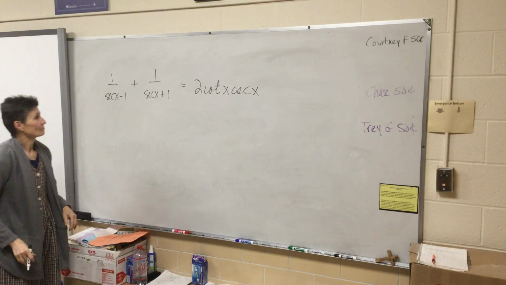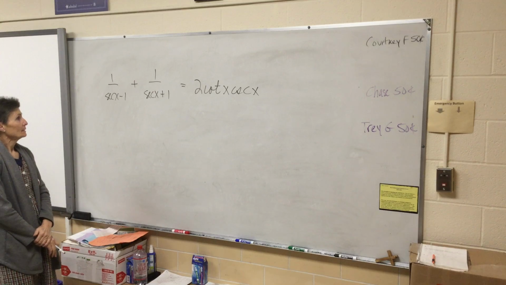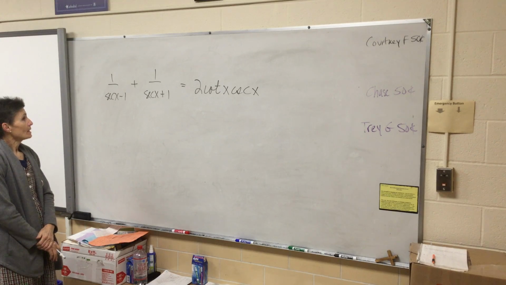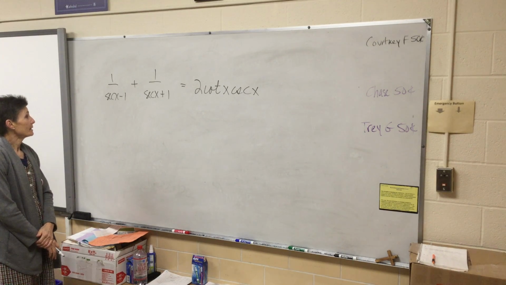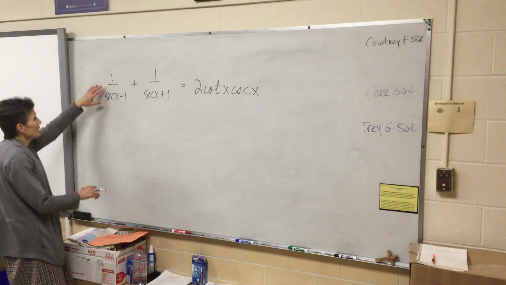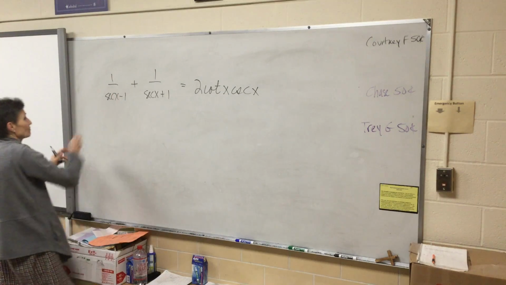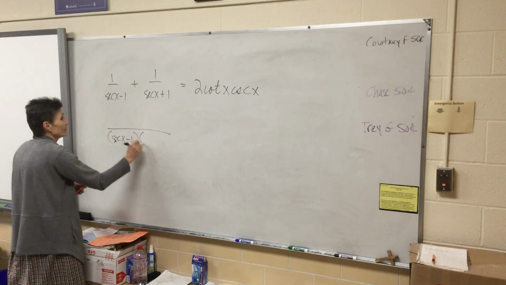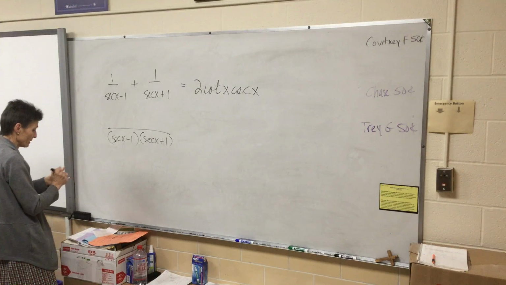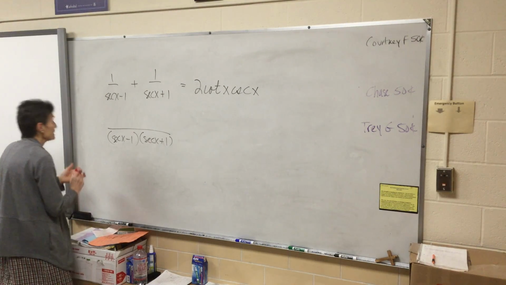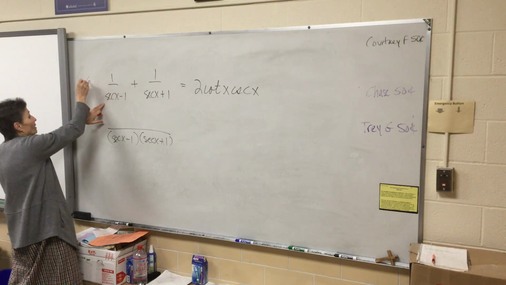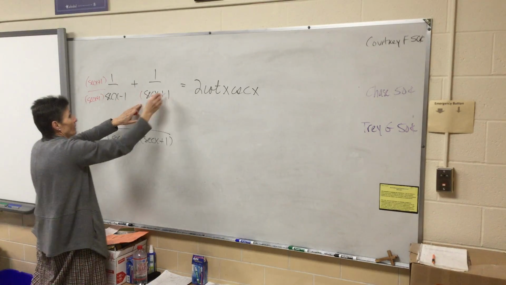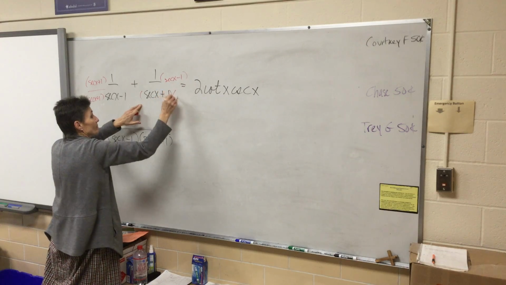Oh my goodness. I think I'm going to start over here. And I think I'll go ahead and start by just getting a common denominator. So if I get a common denominator, because I'm adding the fractions, my common denominator will be secant minus 1, secant plus 1. That will be my common denominator. And I'm going to need to multiply this one by secant plus 1, and this one by secant minus 1.